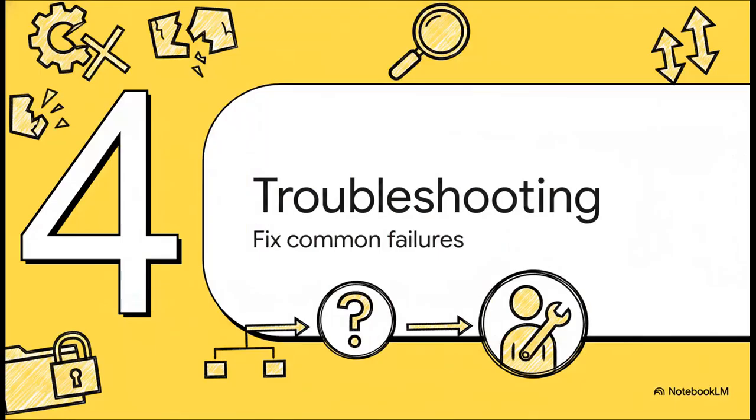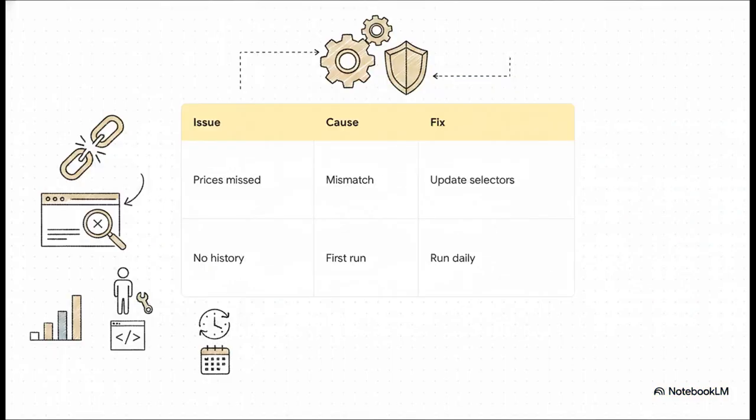Pivoting now to Section 4, troubleshooting common failures. Now, what's really interesting about this is how mechanical things get.